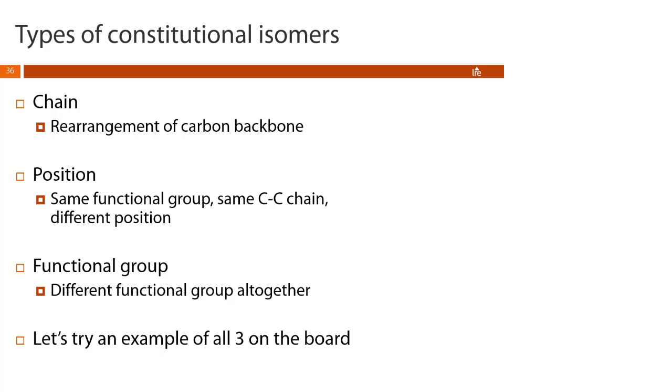Okay, so let's try an example of all 3 of these. So we'll start with chain. So I'm going to give you a molecule. I want you to pause this video and come up with a name for the original molecule, then draw and name a chain constitutional isomer of this molecule. Okay, so this molecule I drew was pentane, and there are 2 different chain isomers we can draw for pentane. We have 2-methylbutane, and we have 2,2-dimethylpropane.